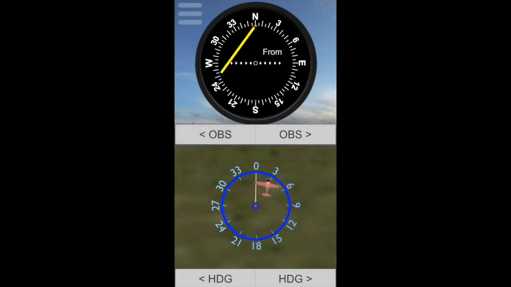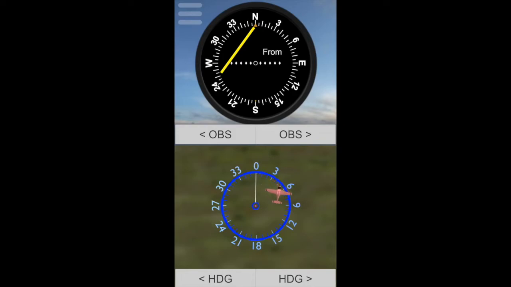Let's try this. Here's the aircraft. Let's pay attention to the from and the to. That's all I need you to pay attention to right now. So I'm here. Look, anywhere here on the top half of that circle, the from indication is still there.